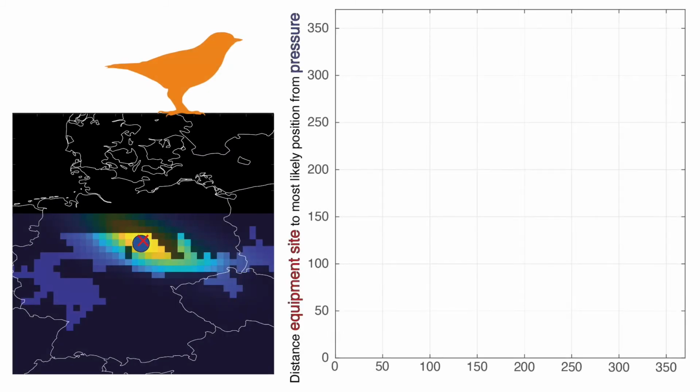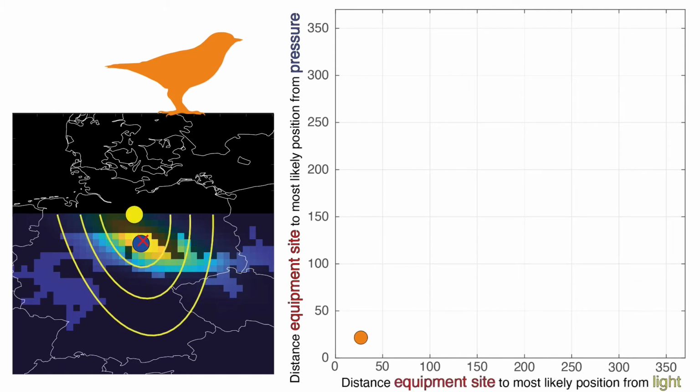Because this approach does not need calibration, we can use the known location at equipment and retrieval to assess its precision. To do that, we simply look at the distance between the known true location at the equipment site and the most likely position in the pressure probability distribution map. In this case, it's only a grid cell apart of 30 km. We can compare this distance with the one from the light data, which is around 100 km.